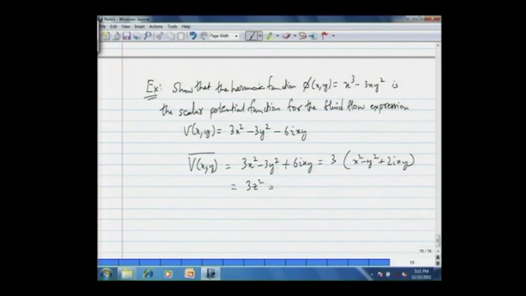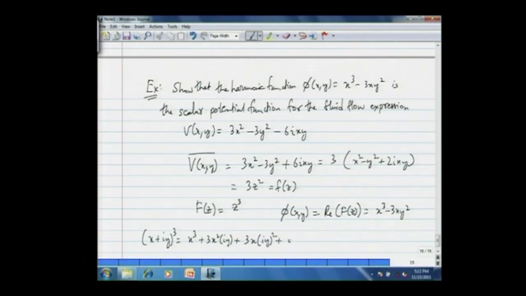So let us call this f of z. Capital F of z is the antiderivative of this analytic function, which is z cube, the antiderivative of 3z squared, and it works on all of C. So, the real part phi of x y of this analytic function capital F of z is indeed x cube minus 3xy squared. That can be done by expanding z cube, x plus i y cube. This is x cube plus 3 x squared i y plus 3 times x i y squared plus i y cube, which gives us x cube minus 3 x y squared for the real part.